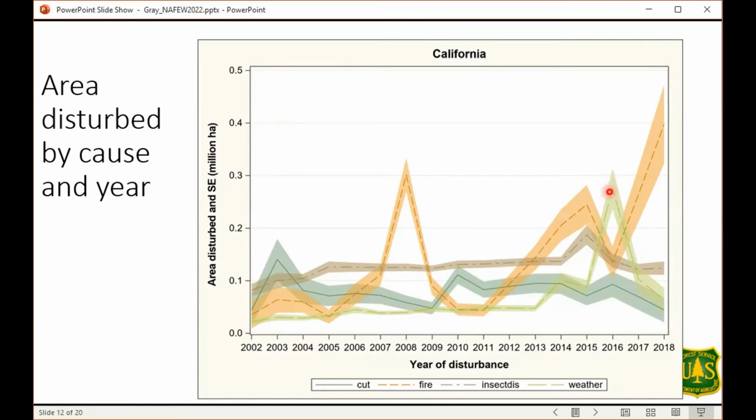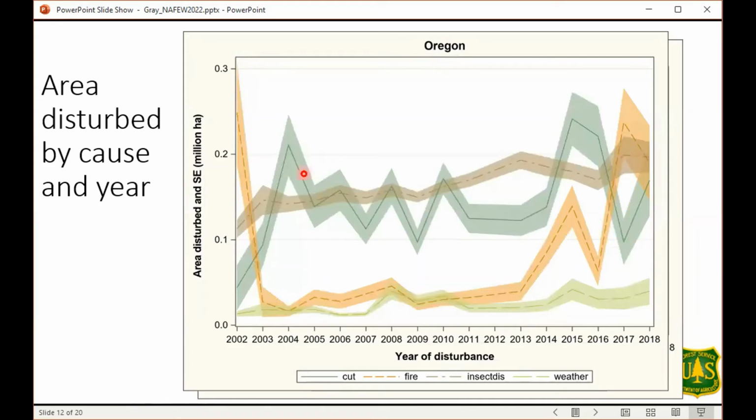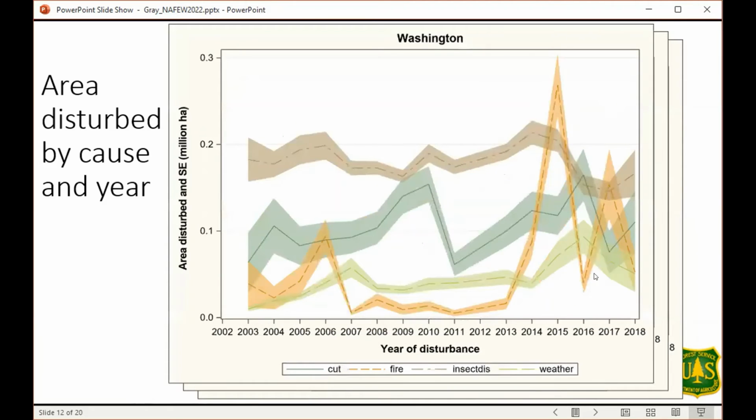Here's this drought year in 2016, a lot of mortality from weather, and cutting tends to be quite a bit lower. In contrast, in Oregon, the cutting level is quite a bit higher. Insect and disease mortality tends to be quite a bit higher than fire. But we had this big fire year in 2017, and then 2020 and 2021 would also go off the chart here, if we had that data.